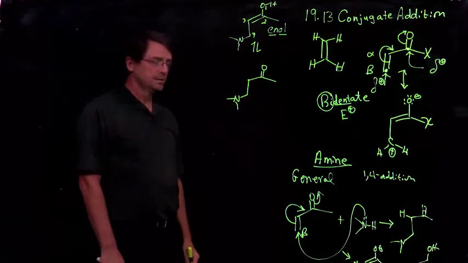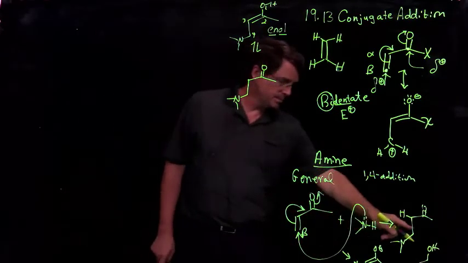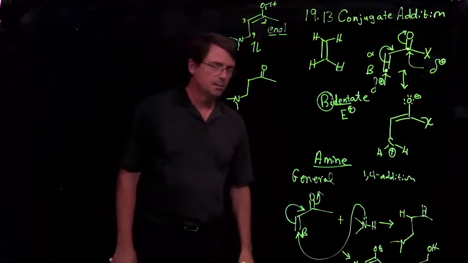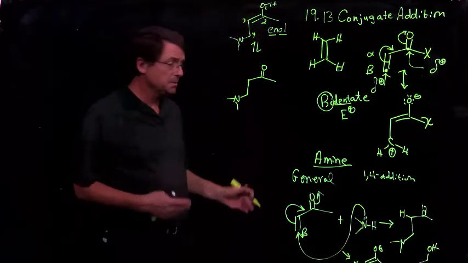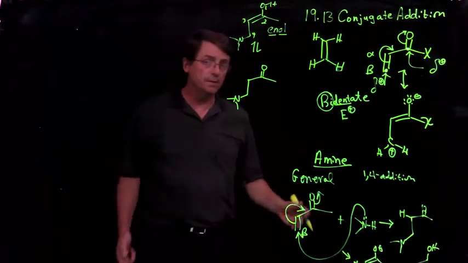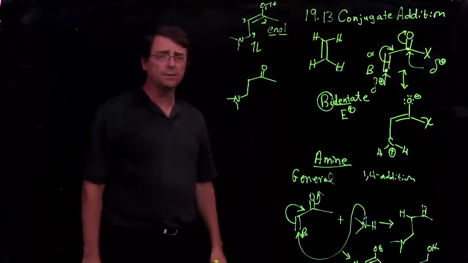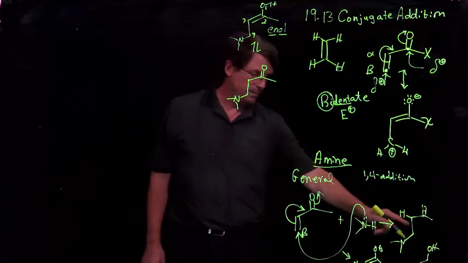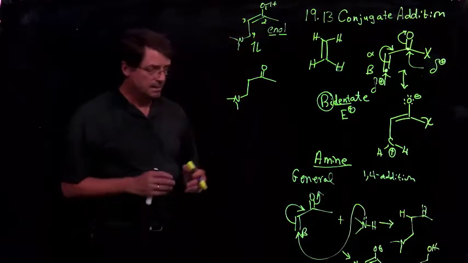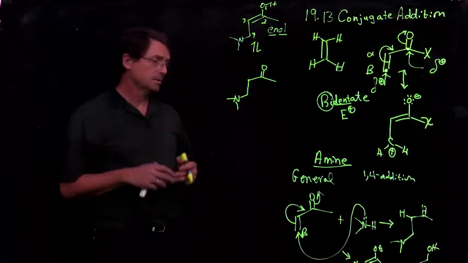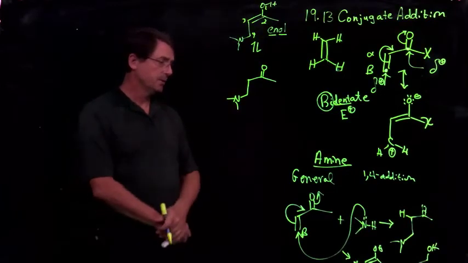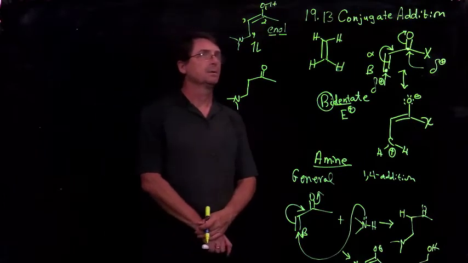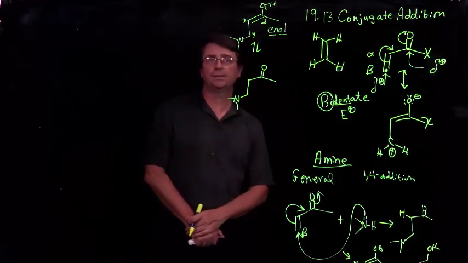Okay, so these are useful because we make these beta amino carbonyl compounds, beta amino ketones. You've probably heard of alpha amino acids, and so there's a whole field where people look at moving the amino group from the alpha position to the beta position and see how that impacts protein structure, stability, and so forth to understand the fundamentals there. All right, so that's amine addition.